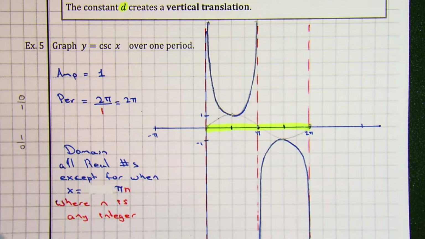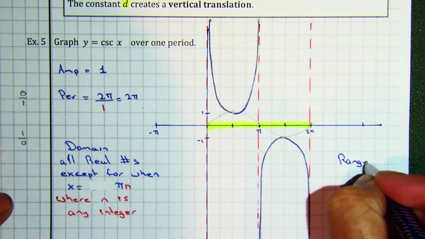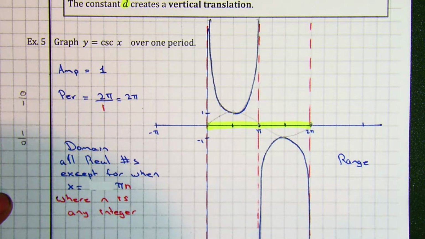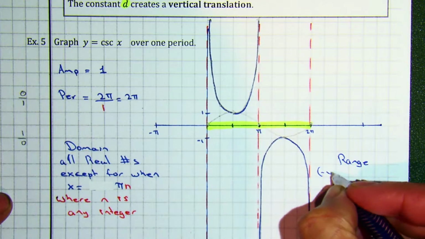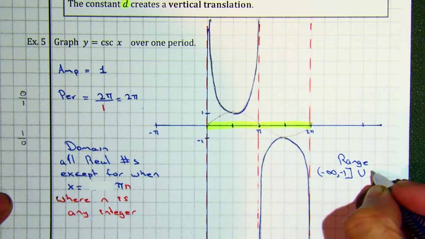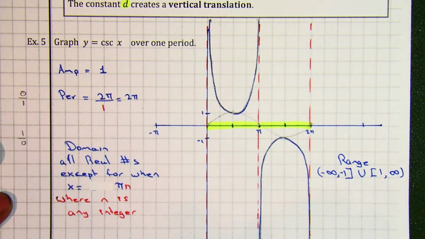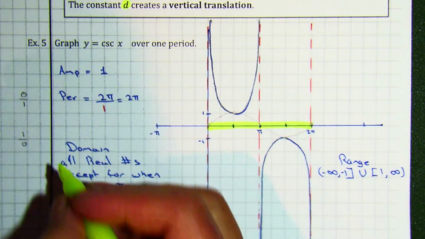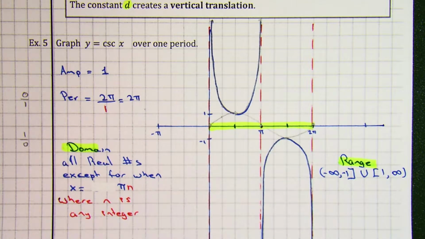And how about your range? Your range will be from negative infinity up to -1, union from 1 all the way to positive infinity. So just make sure that you do provide your domain and your range as part of your work. That's it.